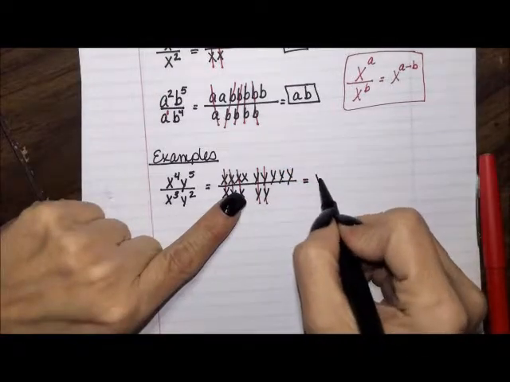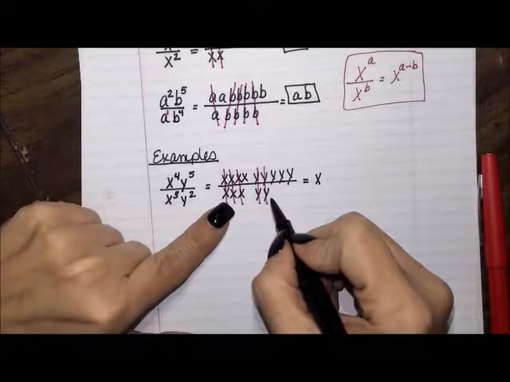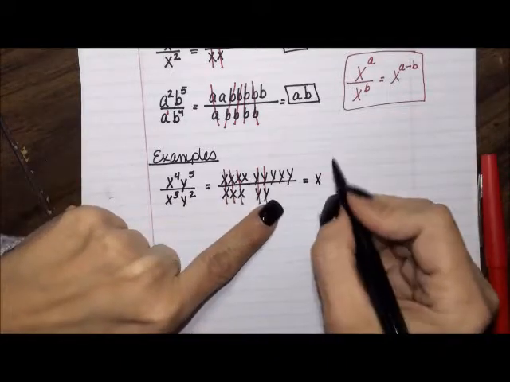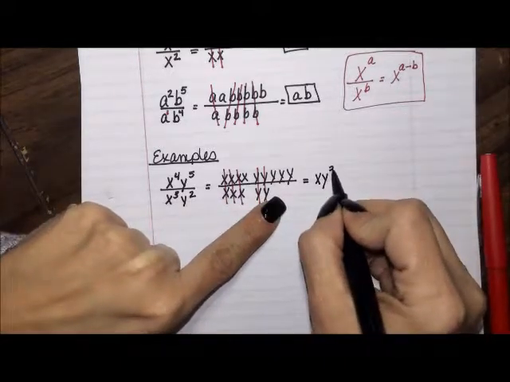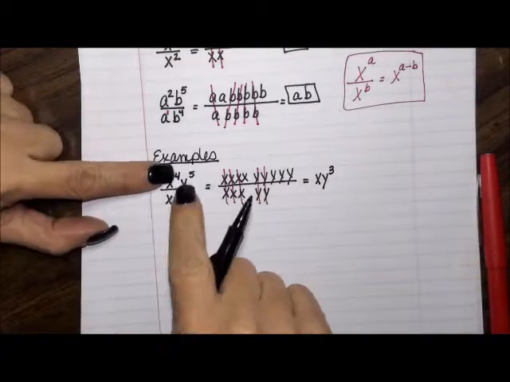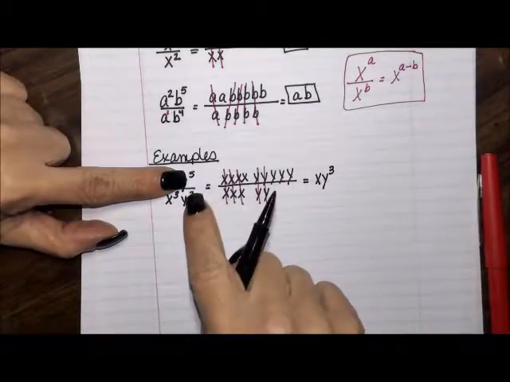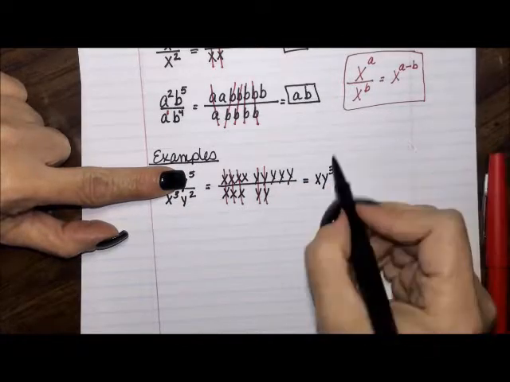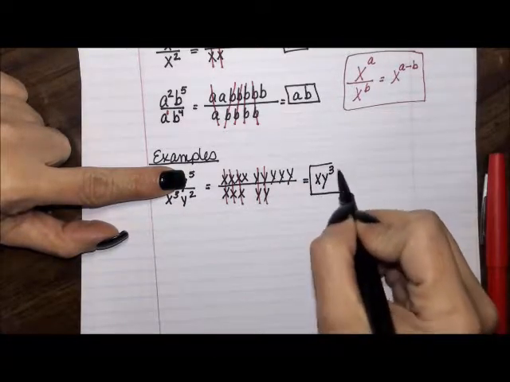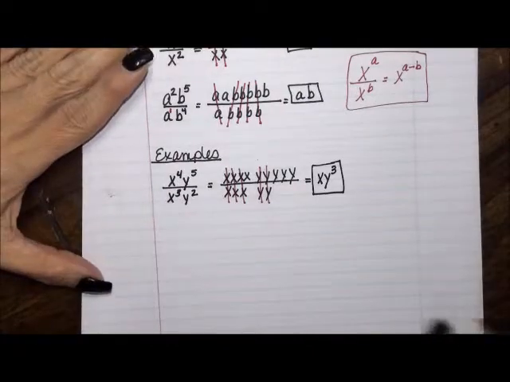So I'm left with an x on top. I don't have anything on bottom. An x on top, and then how many y's? Looks like 3. 4 minus 3 is 1. 5 minus 2 is 3. I know it's hard to keep track. You're like, oh, what am I doing?